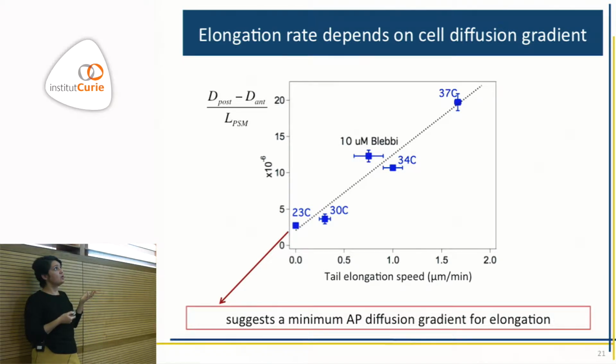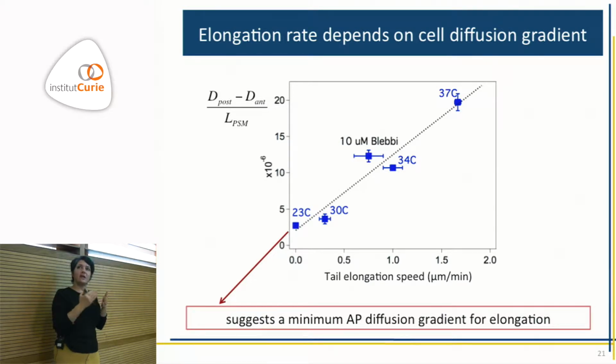Another thing it is showing is that your diffusion gradient has to be larger than a specific value so that your embryo can grow. This is why at room temperature we have a gradient of diffusivity, but it's very small, so the embryo is not growing. Sorry. Yes? Why do some of the points have error bars on both the axes, but the other ones don't?